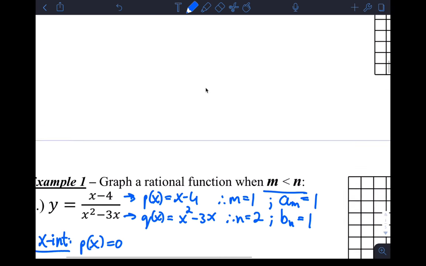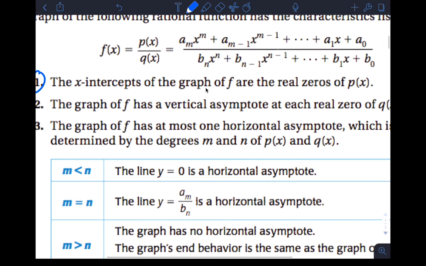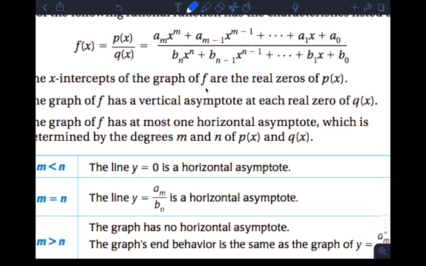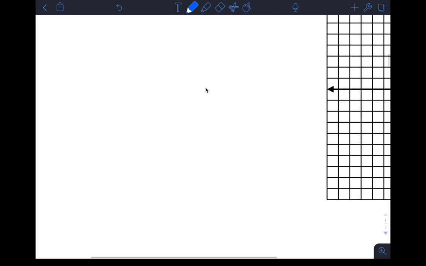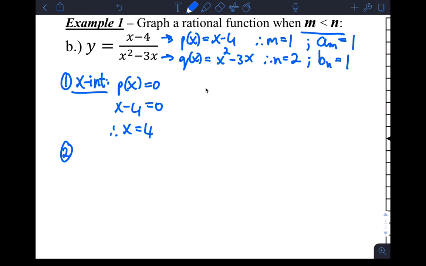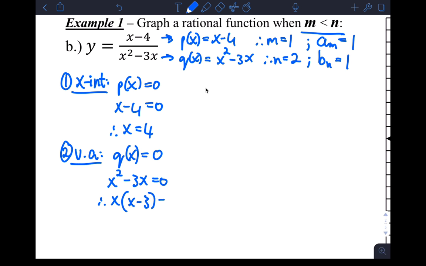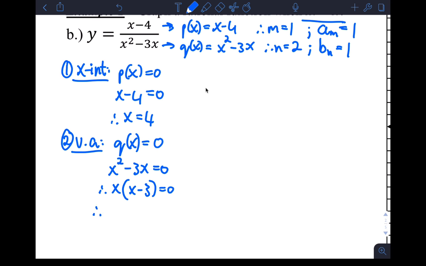Step two said, let's go back up here. Step two said the graph has a vertical asymptote at each real zero of q of x. So I'm trying to find the vertical asymptote, and that means take q of x and set that equal to 0 and solve for the real zeros. So I get x squared minus 3x is 0. And if you factor this, you get x times x minus 3 is 0. And solving this, you get x is 0 or x is 3.